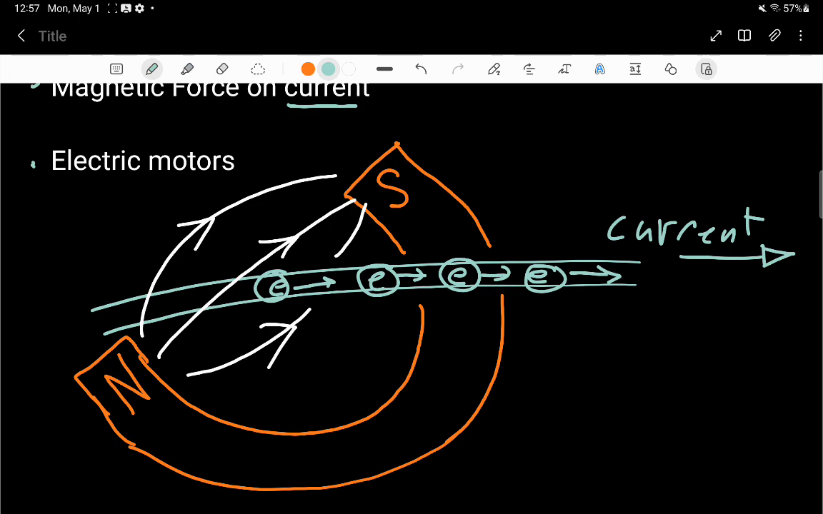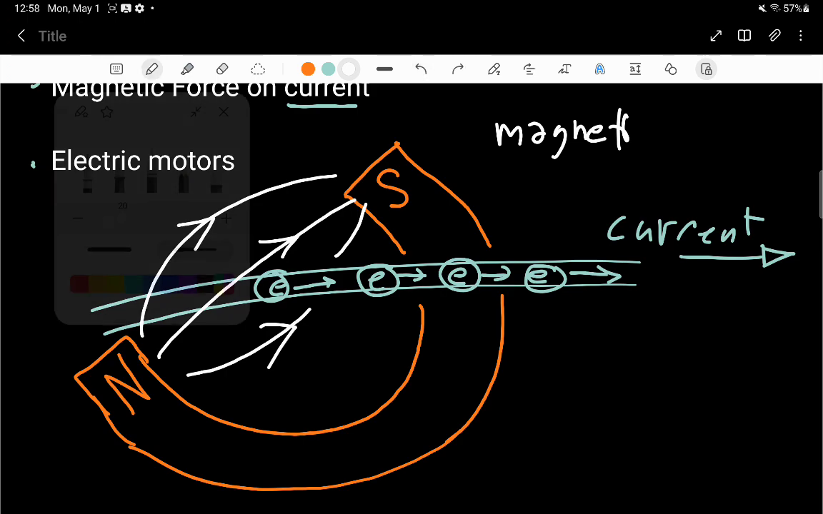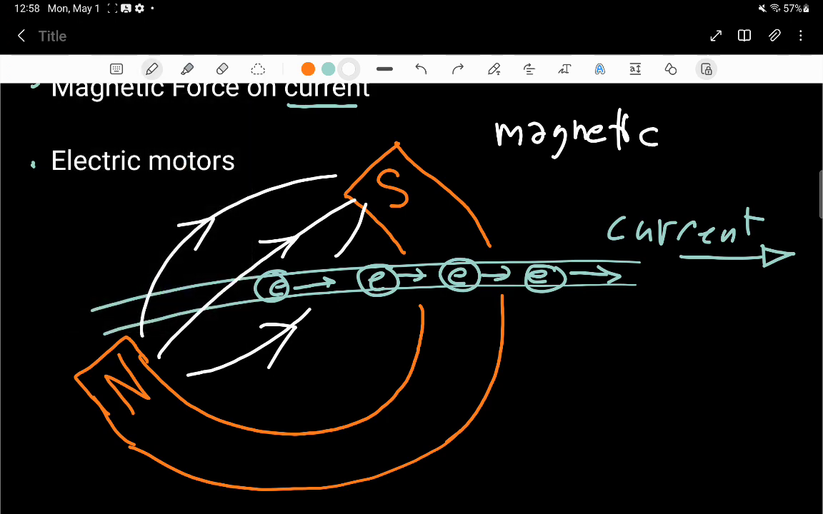I've given it some perspective so that the north pole sits closer to you, the viewer, and the south pole is behind the wire, so it's further away from you, the viewer. And so actually, let me remove this. It's not the magnetism, it's the magnetic field that is the white, right? So the magnetic field is actually pointing.